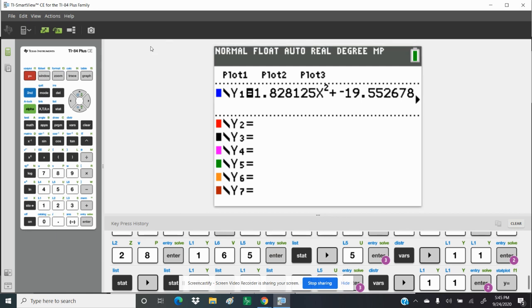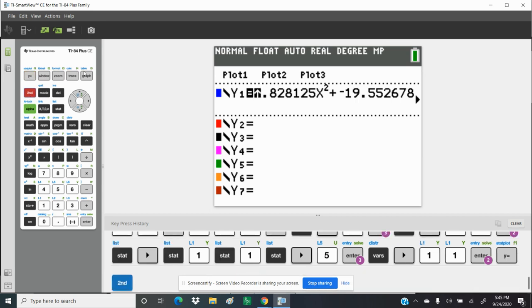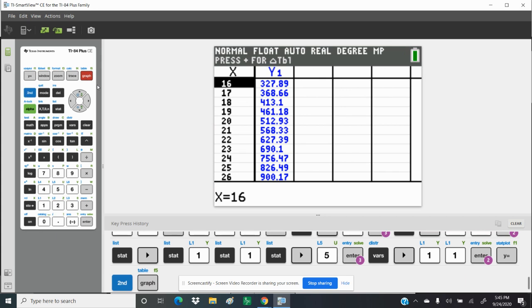So there's a couple of different ways you can do that. You can go look at your table. So you can go to second table, which is like the graph button, and look here at 17, and it'll tell you right here when X is 17, Y is 368.66, but it defined Y's in thousands of years, so you have to multiply that by 1,000.